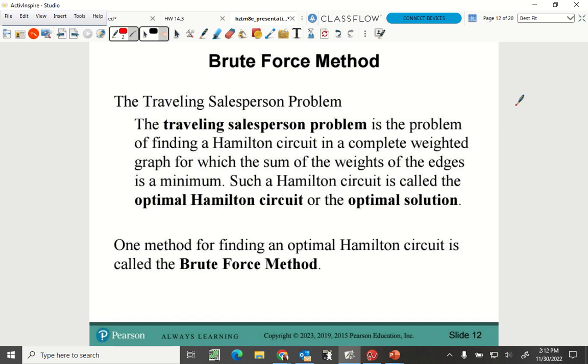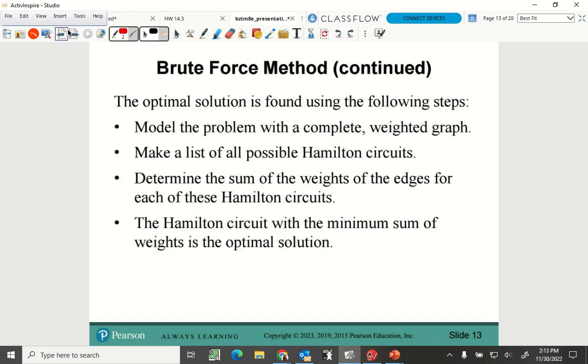All right, so such a Hamilton circuit is called the optimal Hamilton circuit or the optimal solution, or just optimizing it. One method for finding an optimal Hamilton circuit is called the brute force method. Brute force is going through and trying everything. But it's really not that complicated if you follow the steps. So I'll show you brute force, and then I'll help you to make it easier. Right here: model the problem, complete with weights, determine the sum of the weights of the edges, and calculate.